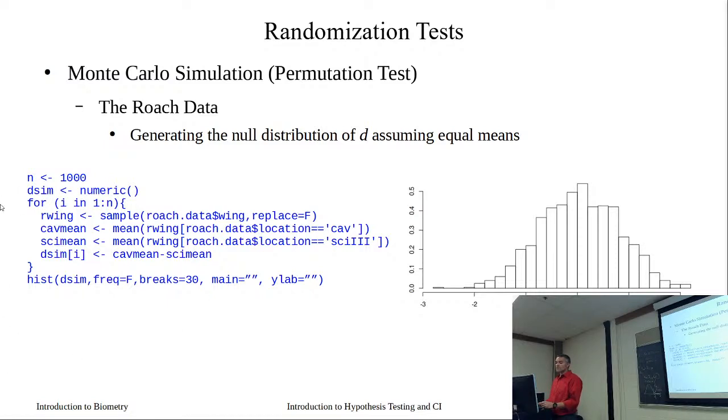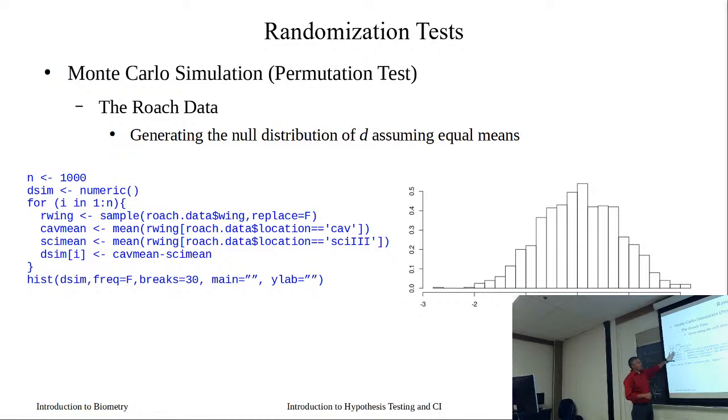All right. So I've got this code here that summarizes this null distribution. I'm just going to step through what this is. We're going to do this 1,000 times, create 1,000 different rows. And DSIM is going to be our randomized or simulated difference in our mean.